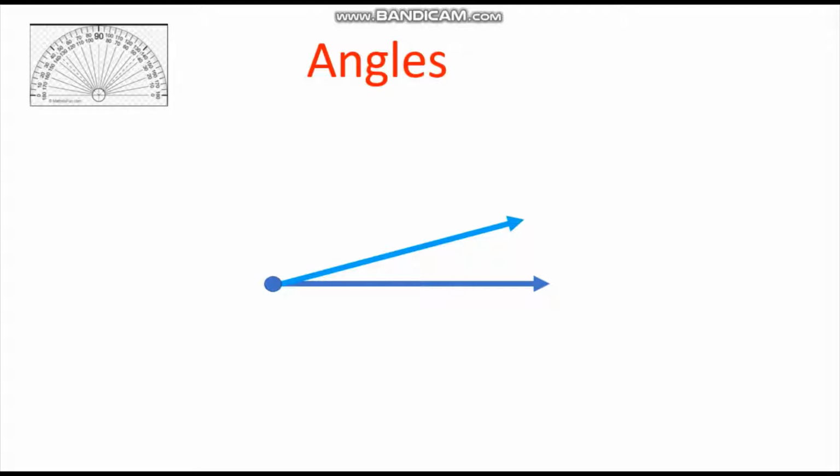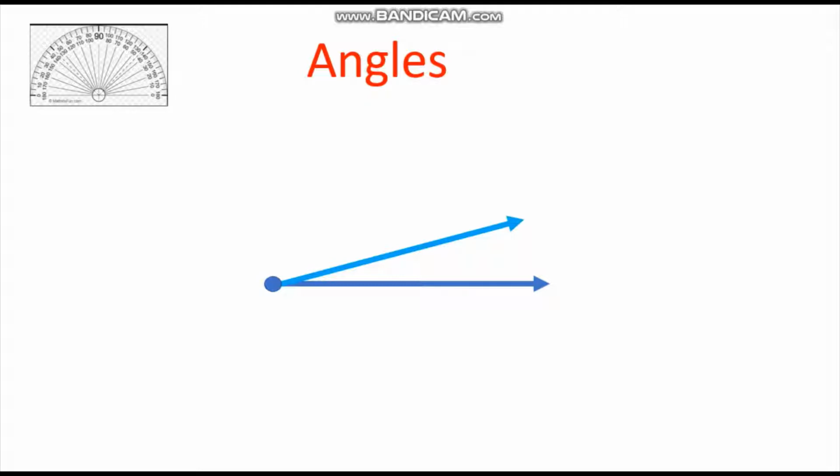Today we shall learn what we mean by angles, how angles can be constructed, what the different types of angles are, and we shall also learn what we mean by the interior of the angle and the exterior of the angle. Now quickly, let us come to our topic.